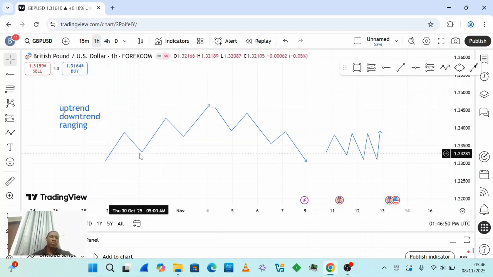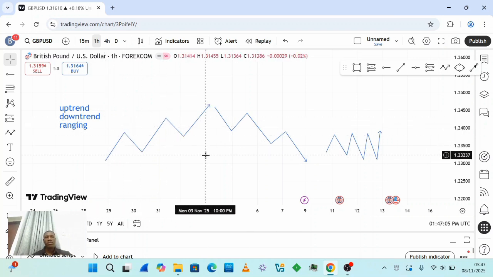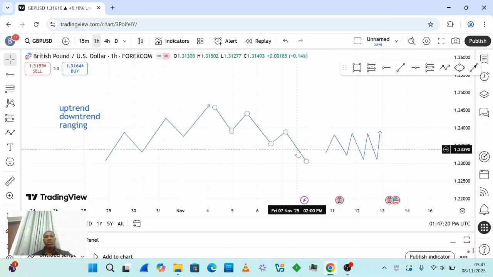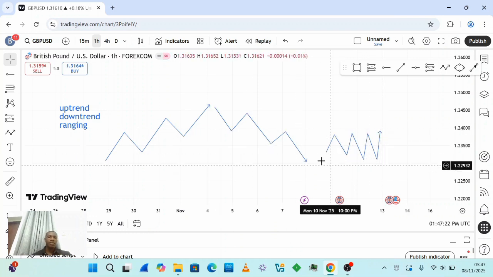For you to know that the market is in an uptrend, you must be able to spot two lows and two highs. These are the two lows. These are low, low and high, high, to know that this market is an uptrend. And to know that the market is in a downtrend, you must see two highs and two lows. This is a high, this is a high, this is a low and this is a low. And in a ranging market, the market is always going in between the support and the resistance.